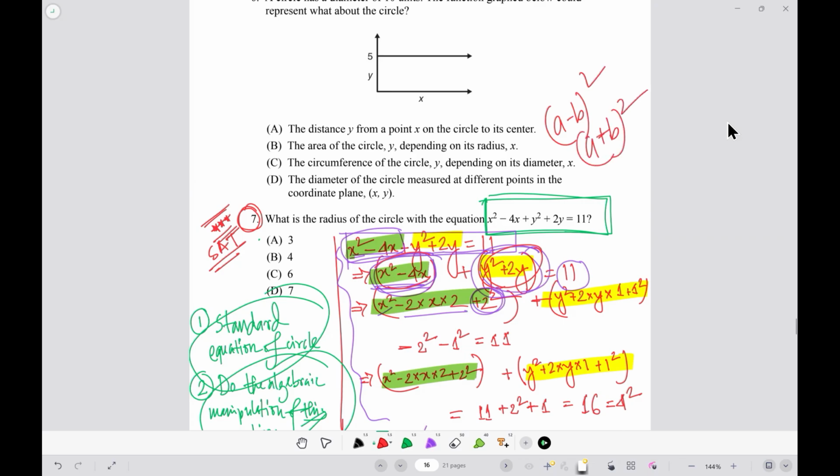I have a question. Okay, sure. Is there an easier way to do this? Because I think that, like, I'm not sure.